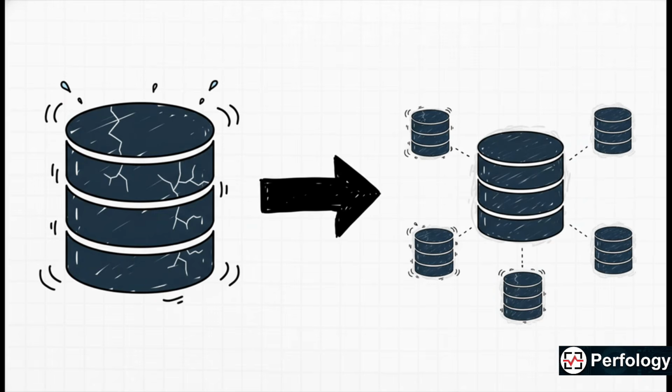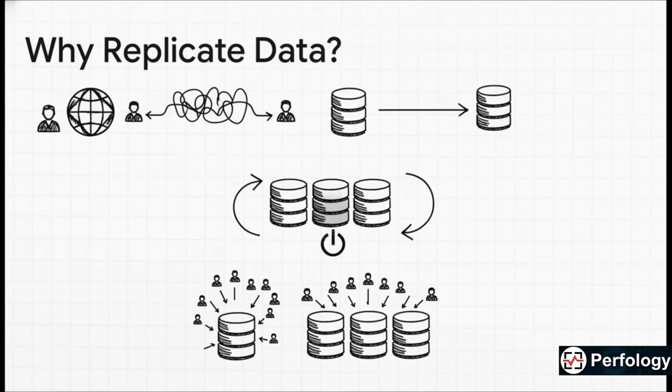Well, the foundational answer to this enormous problem is a concept called database replication. At its core, it's pretty simple. Instead of trying to keep all your data in one single gigantic database, you just create multiple copies of it and spread them out across different machines. And there are three absolutely critical reasons you do this.